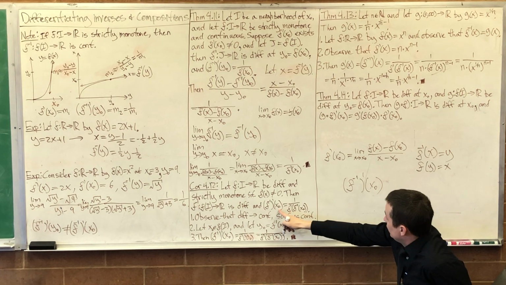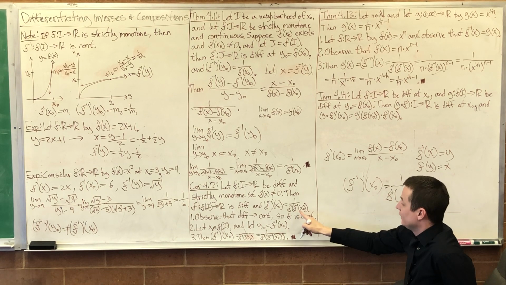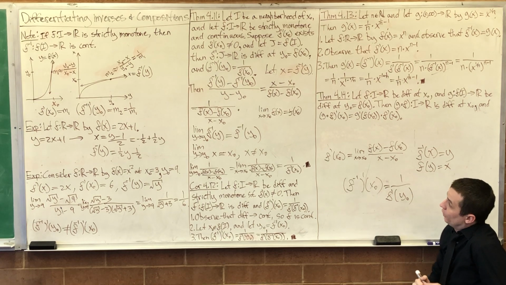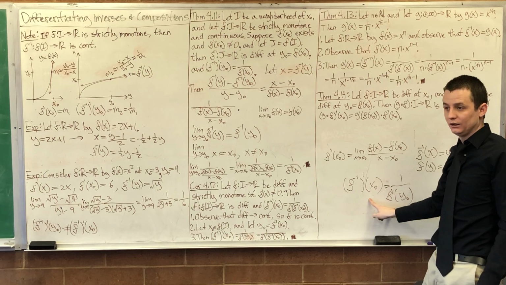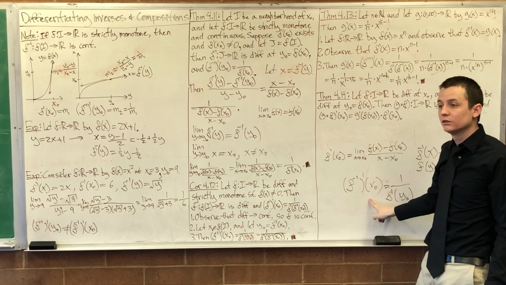So now, what is he saying? He's saying this is equal to 1 over f prime of, what is f inverse of x naught? That's just y naught. And notice the similarities between that and that. So it's not really saying anything different. He's just writing this function in terms of different variables.